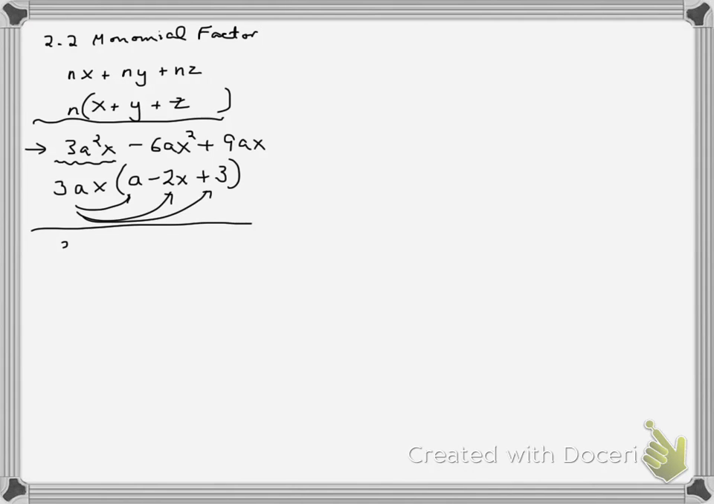Let's look at one more. 3xy squared minus 6x squared y to the fourth. The largest number dividing evenly would be 3. They both have one x in common, and they have two y's in common.